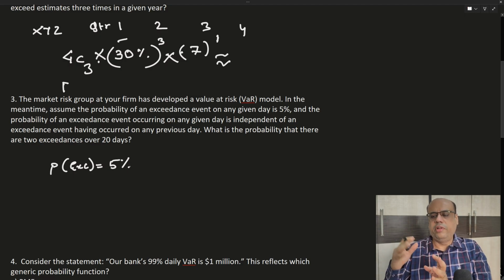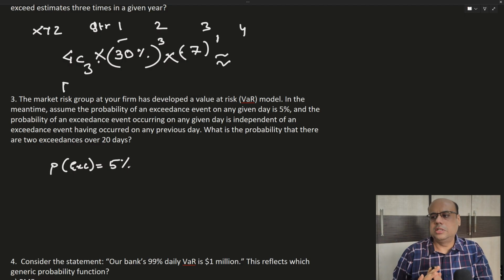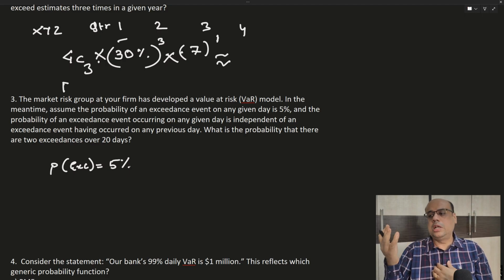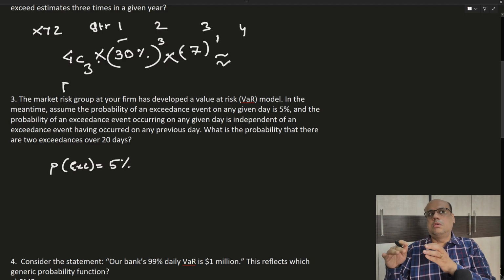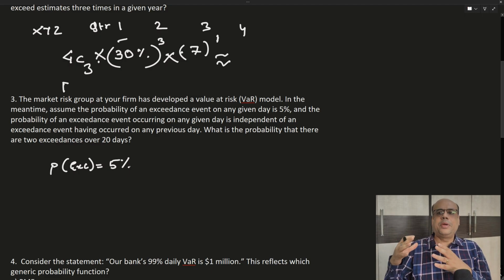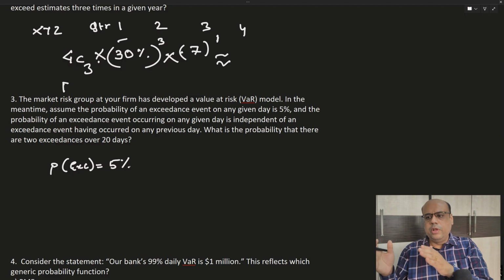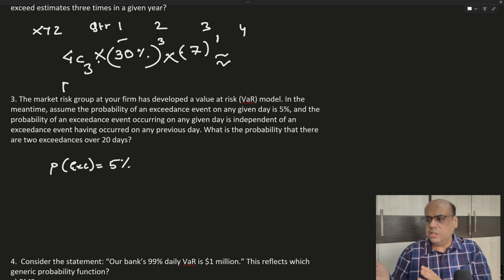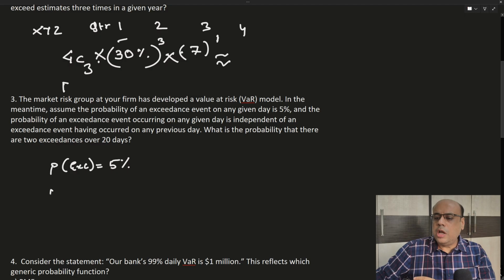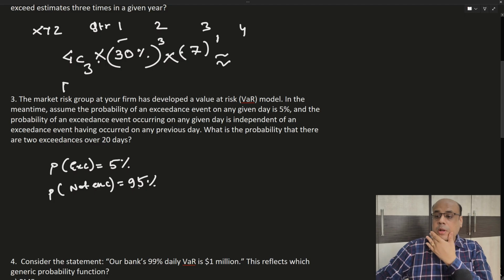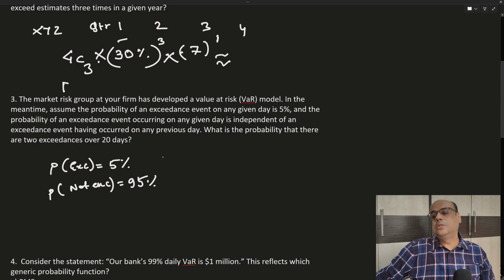We will discuss VAR later. For now, just know it is a measure of risk, and whatever I am projecting as VAR, I expect that the risk will be less than the one that I projected by my VAR model. So ideally, the majority of the time it should be below. Only in a few tail event scenarios will it be exceeding. So that is 5%, and the probability of not exceeding is 95%. Now what is the probability that there are 2 exceedances over 20 days?